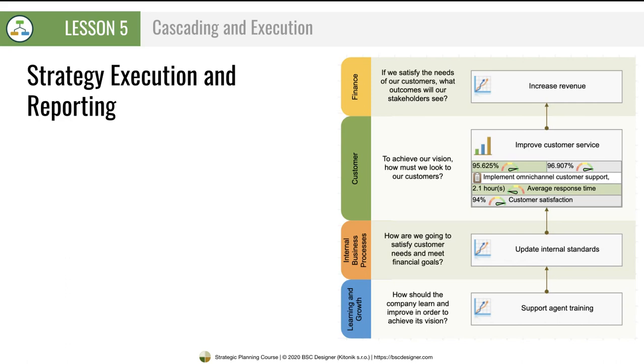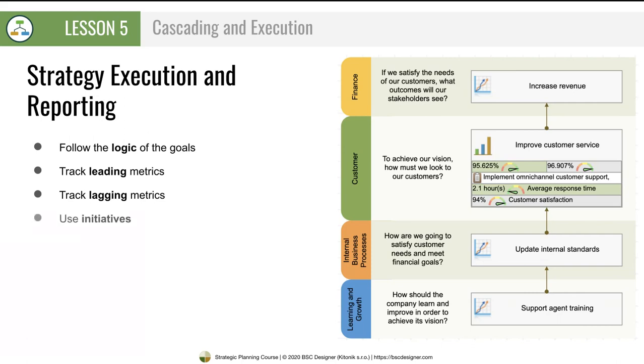Now let's talk about strategy execution and reporting. Once the strategy is properly defined, described, and cascaded, it is ready for execution. How to execute a strategy? Here's what the strategic planning process suggests. Follow the logic of the goals as mapped on the strategy map. Track leading metrics to validate your team's efforts. Track lagging metrics to validate achieved results. Work according to the defined initiatives.